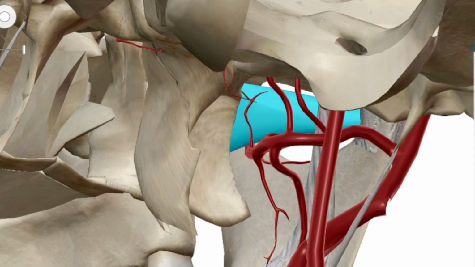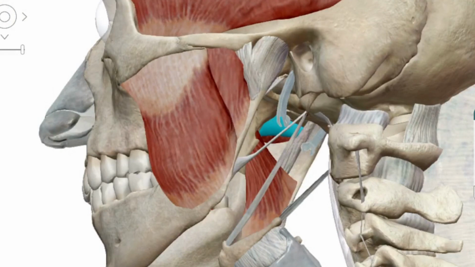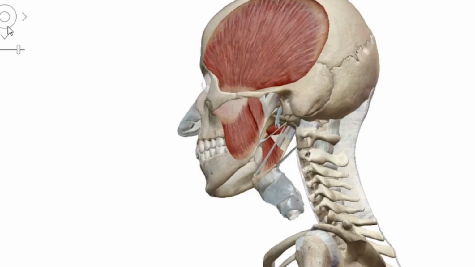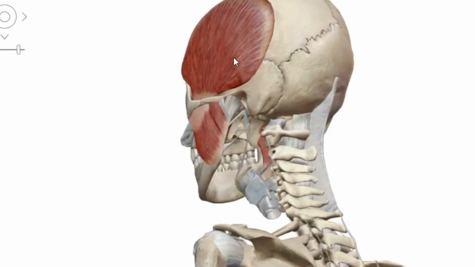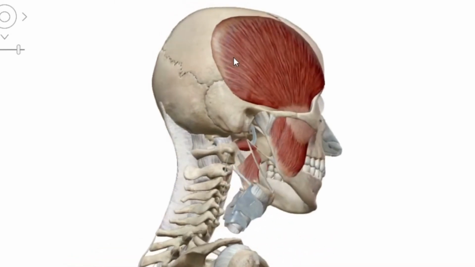So that's all about the muscles of mastication. We have covered all four muscles of mastication. Clear? The masseter muscle, then the temporalis muscle, then the medial pterygoid muscle and the lateral pterygoid muscle.